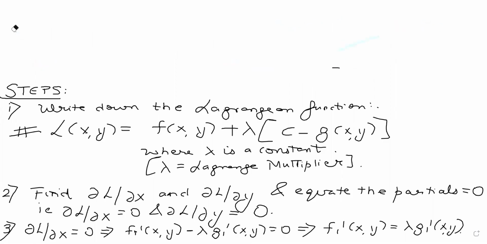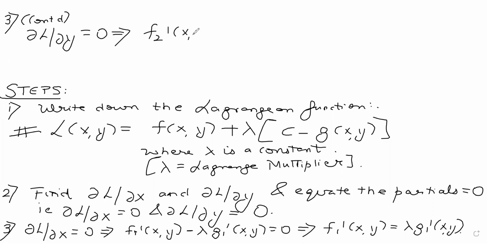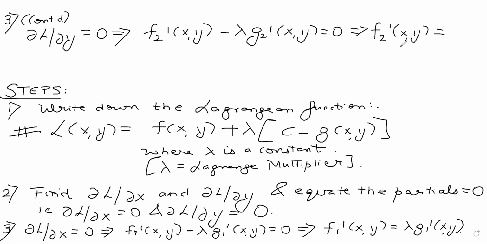So step 3 is continued on the top of the screen. We find del L by del Y and put it equal to 0. How do I find del L by del Y? It's F2 dash XY minus lambda times G2 dash XY equal to 0, which implies F2 dash XY is equal to lambda times G2 dash XY. This was my equation 1. This is my equation 2.